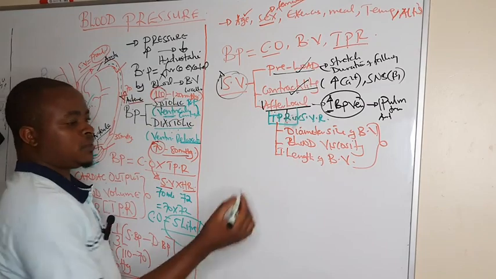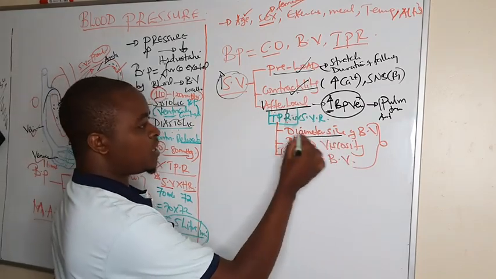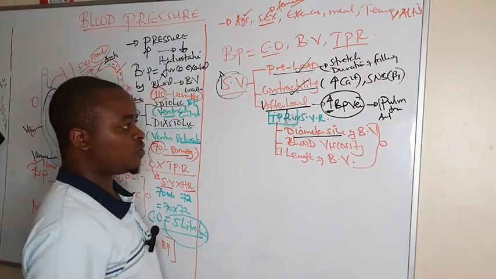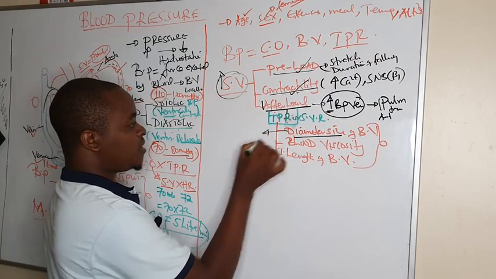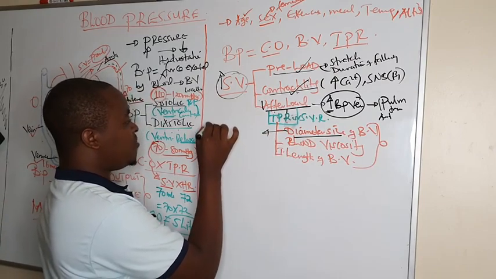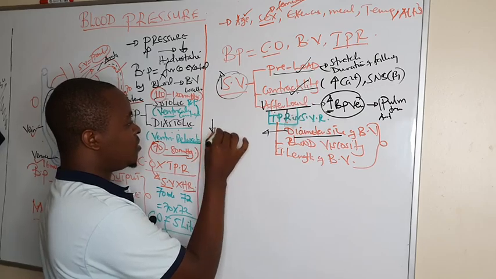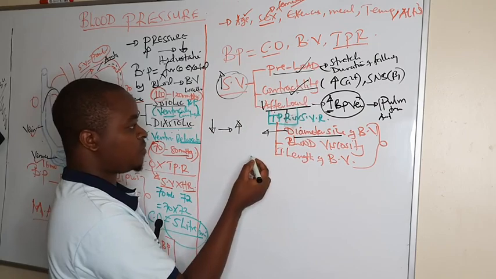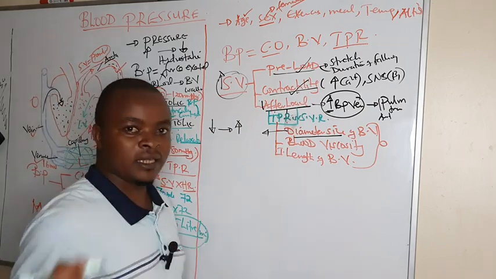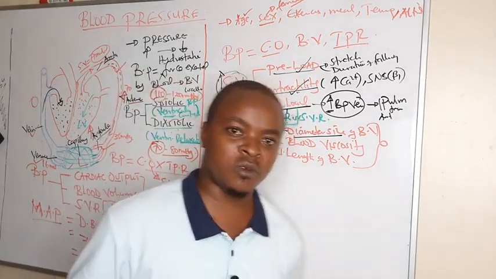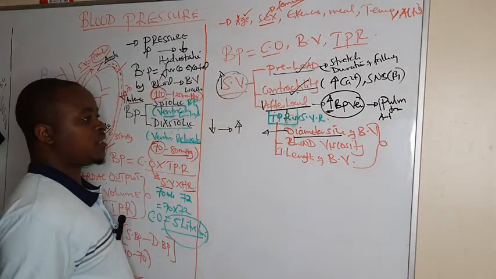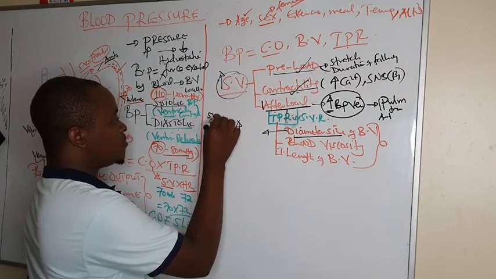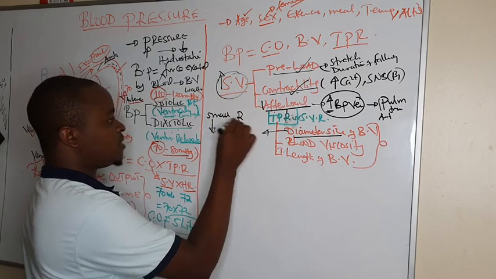So we are seeing that diameter size is inversely proportional, whereby if the diameter size of the vessel is small, then the pressure is high. So this is inversely proportional. The smaller the diameter size of the blood vessel, the higher the resistance. So when the diameter is small, we see resistance being high.